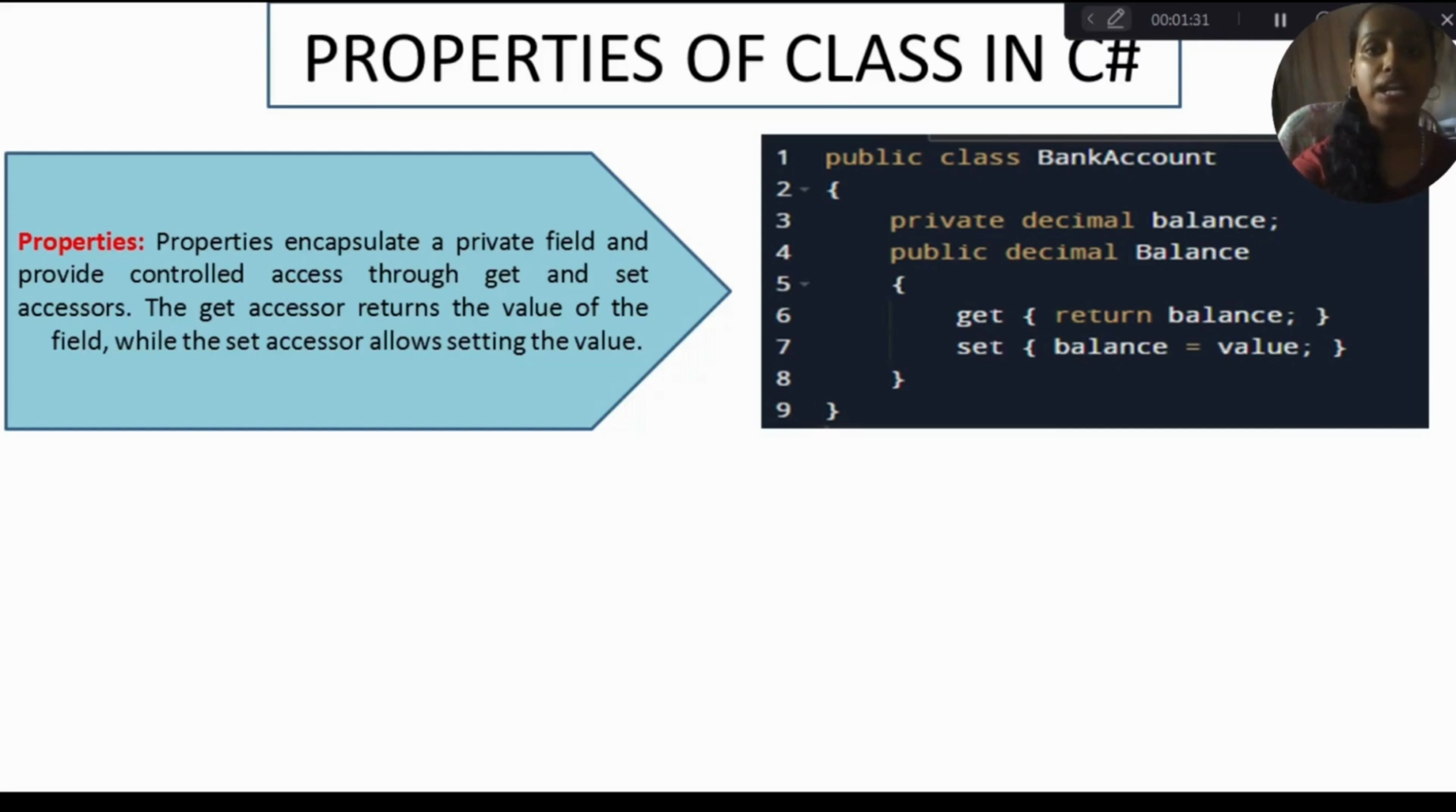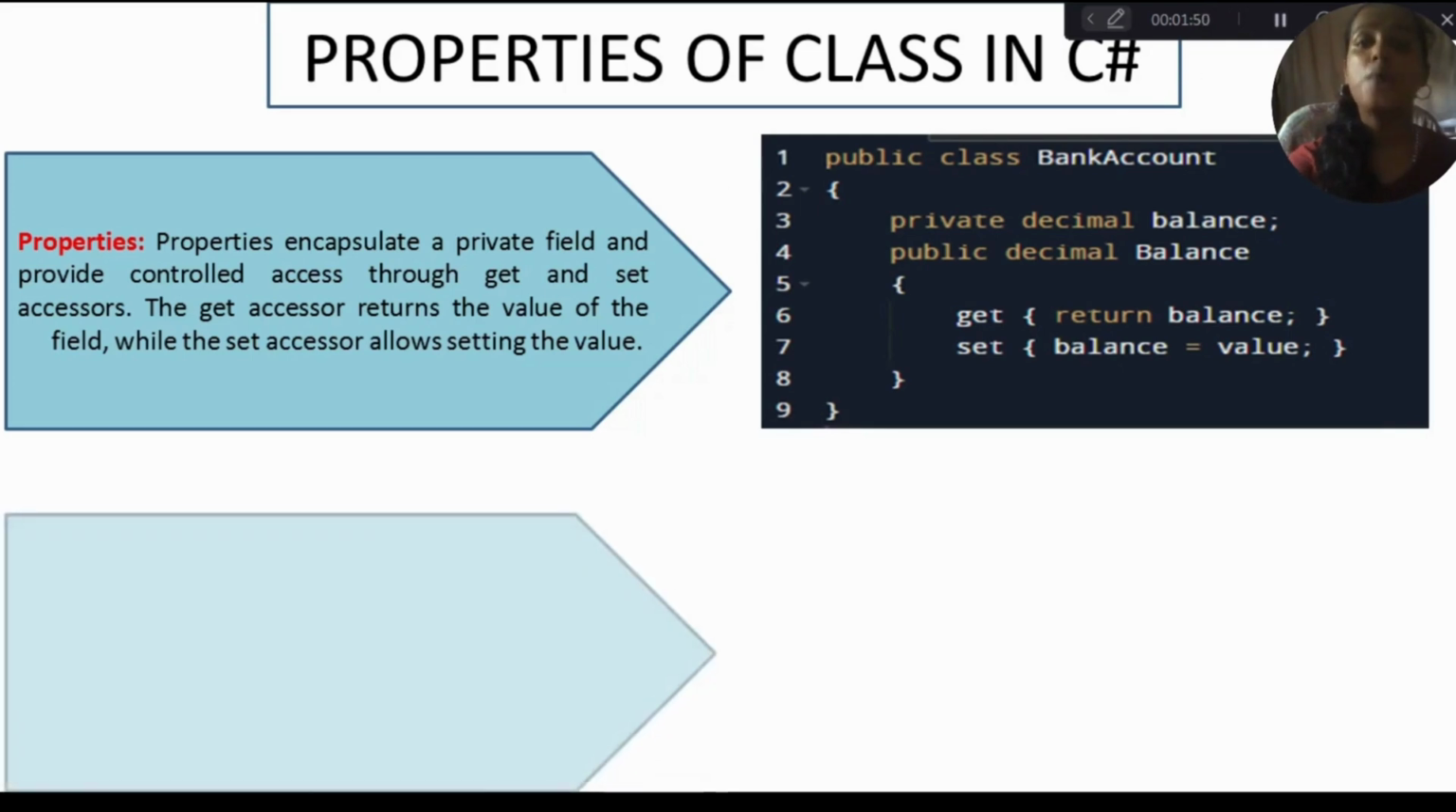Another example, imagine the Balance property like a remote control of your TV. You don't directly interact with the internal circuits of the TV. Instead, you use the remote to change the channel or volume. Similarly, properties in C# control how we access or modify the private data of a class.